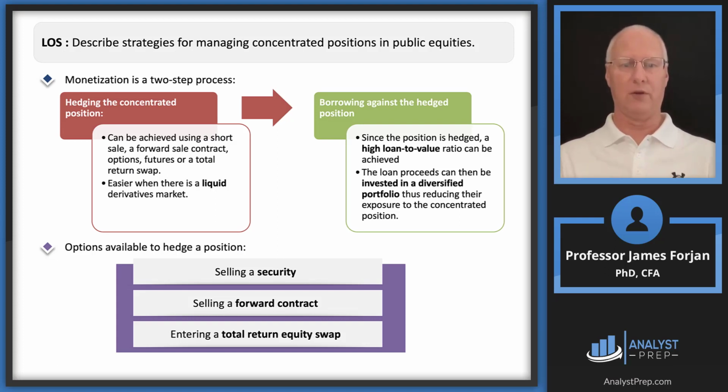So we can sell a security, we can sell a forward contract, we can enter a total return equity swap that I mentioned earlier. So we can hedge, look on the left-hand side up at the top. We can use these derivatives that we've talked so much about in level 3 and in level 2. And that's especially true because there's derivatives for almost everything out there these days. And then over on the right side with the green, we can use leverage to make this monetization process even more efficient, but we need to worry about the extra risk as well.